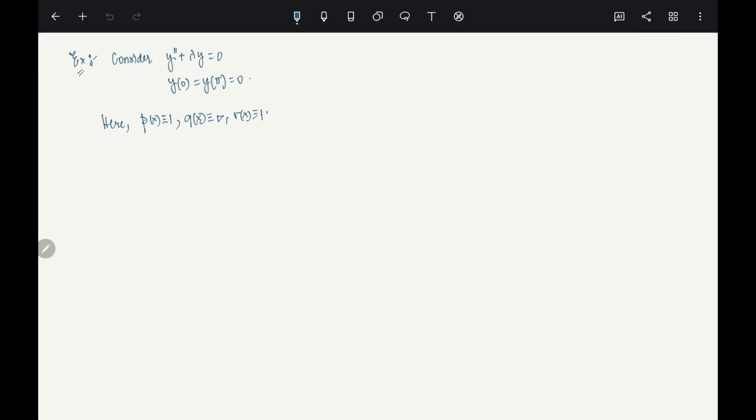What sort of interval is it? It is a closed and bounded interval, right? So what sort of problem is it? Can you think of it? What is it called, this sort of problem?